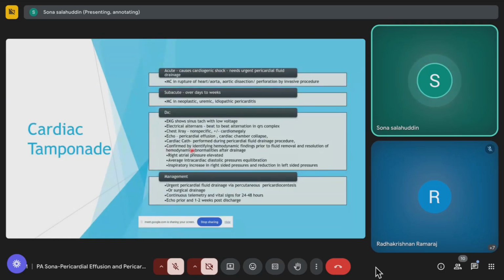You'll see elevated right atrial pressures, equalization of pressures, and an inspiratory increase in right-sided pressures with reduction in left-sided pressures. The treatment for this is urgent drainage via pericardiocentesis or surgery, and then continuous telemetry, echo prior to discharge, and then 1 to 2 weeks post-discharge.